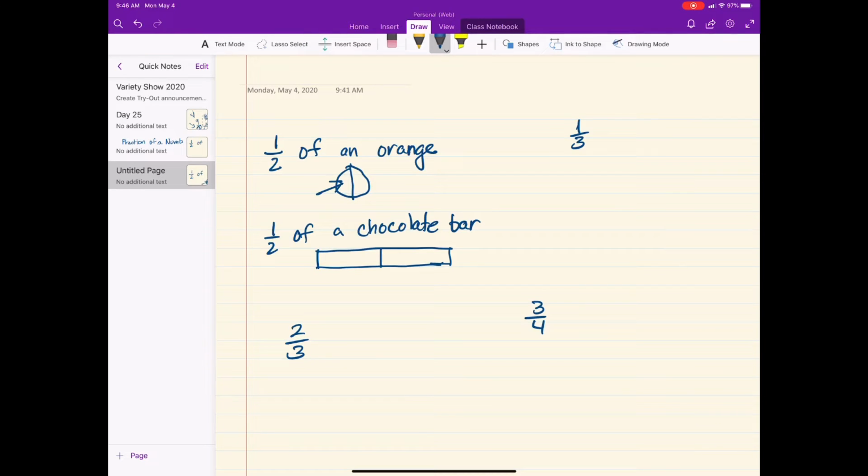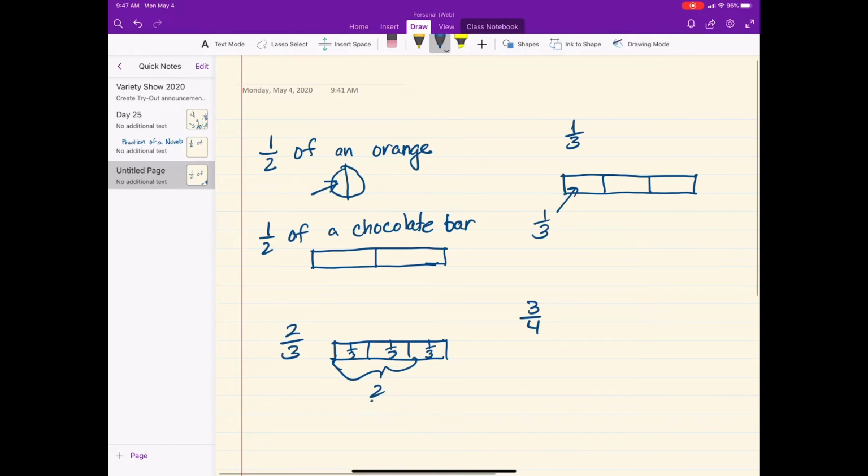Okay, and if we had a third of a chocolate bar, we would draw our chocolate bar, and then we would cut it into 3 equal pieces, and one of these pieces would be 1/3. And then again, let's take 2/3 of a chocolate bar. In this case, each one of these would be a third, and you would take 2 of them. So that would be 2/3.